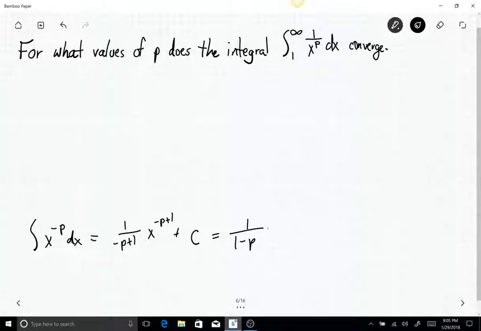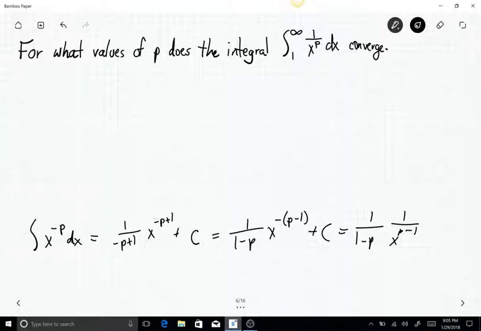We could rewrite this as x to the negative, and then we can go p minus 1, right? And the reason why, if you distribute that negative sign, you get negative p, and then you get plus 1. So with that, though, what does that do? That means we get 1 over 1 minus p, and then you get 1 over x to the p minus 1. Okay, so that might seem kind of tricky. And there's one caveat here.